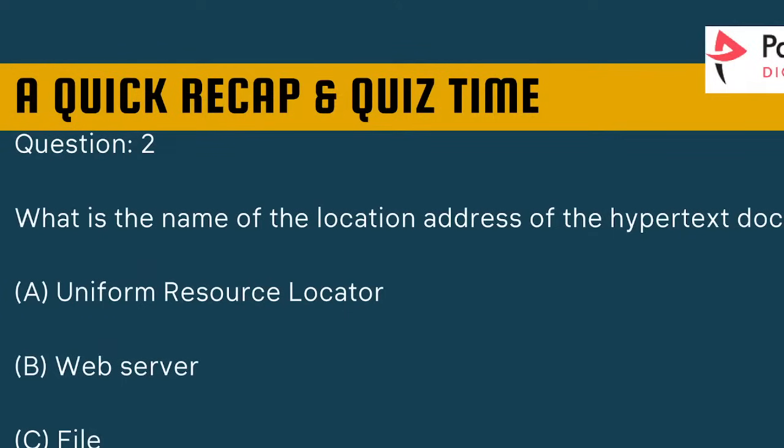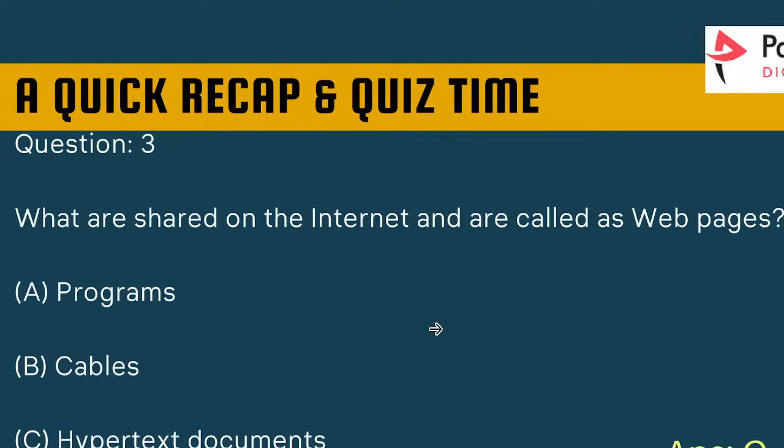What is the name of the location address of hypertext documents? What is the name of the location? URL, right? Which is abbreviated as Uniform Resource Locator. Here comes the third question. What are shared on the internet and are called web pages? What will we be sharing on the internet and which are called web pages?